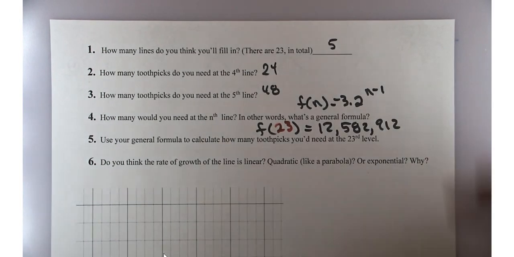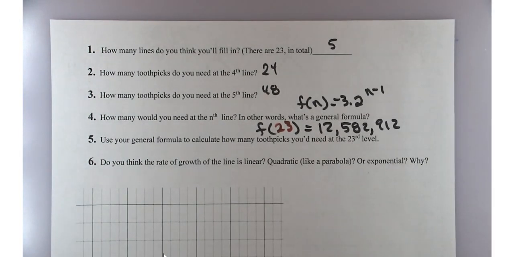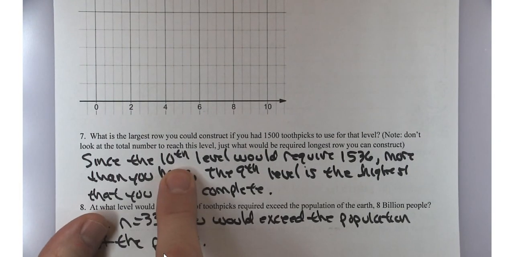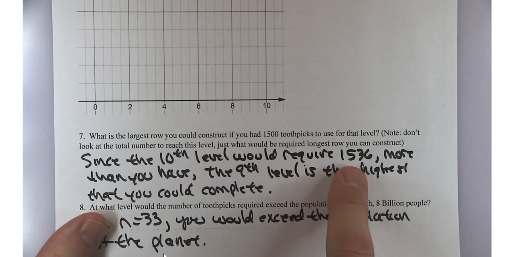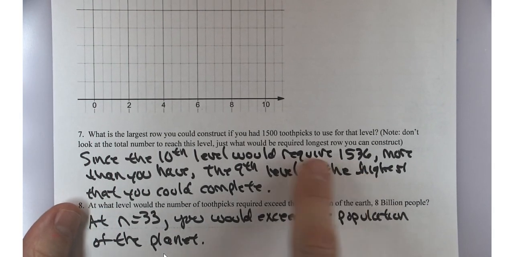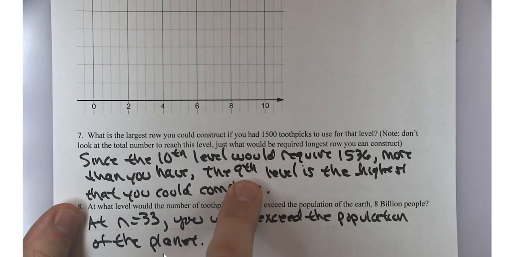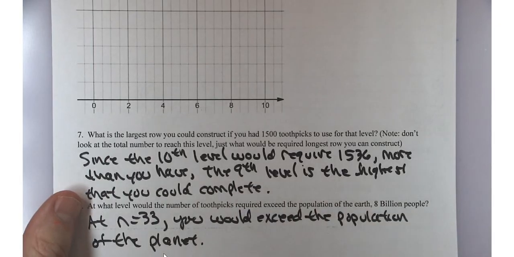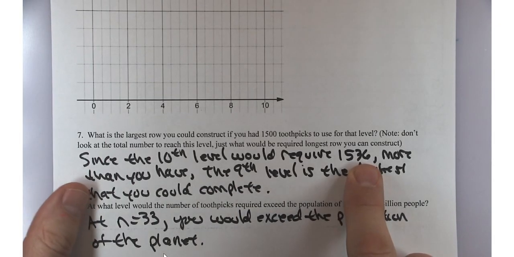So, not to mention all the ones ahead of it. Yikes. The 10th level would require a little bit more than 1,500 toothpicks. So the most you could complete with 1,500 would be the 9th level. Now, if you want to allow partial completion, then you'd need 9 point something. It'd be really close to this, but not quite.